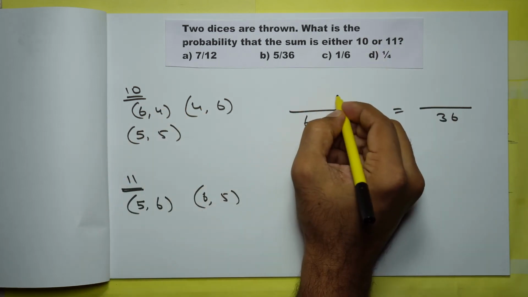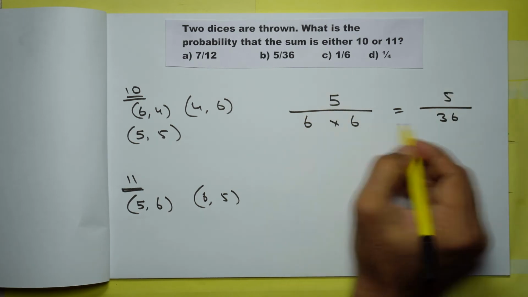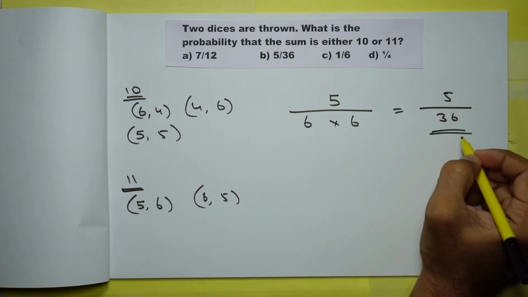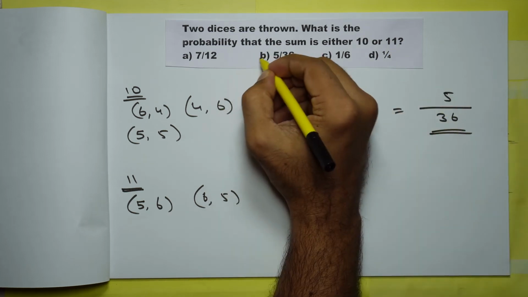So 3 plus 2, 5 favorable cases are there out of a total of 6 into 6, 36. So 5 by 36, that is the probability that the sum is either 10 or 11. So 5 by 36, option B.